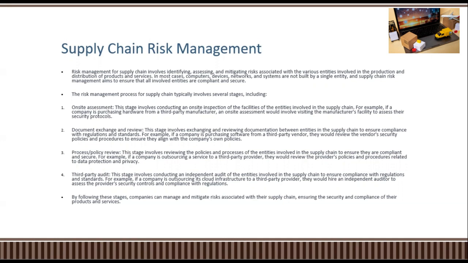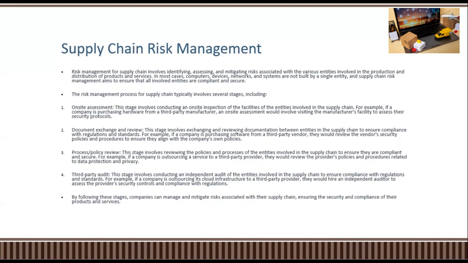Second, document exchange and review. This stage involves exchanging and reviewing documentation between entities in the supply chain to ensure compliance with regulations and standards. For example, if a company is purchasing software from a third-party vendor, they would review the vendor's security policies and procedures to ensure they align with the company's own policies.